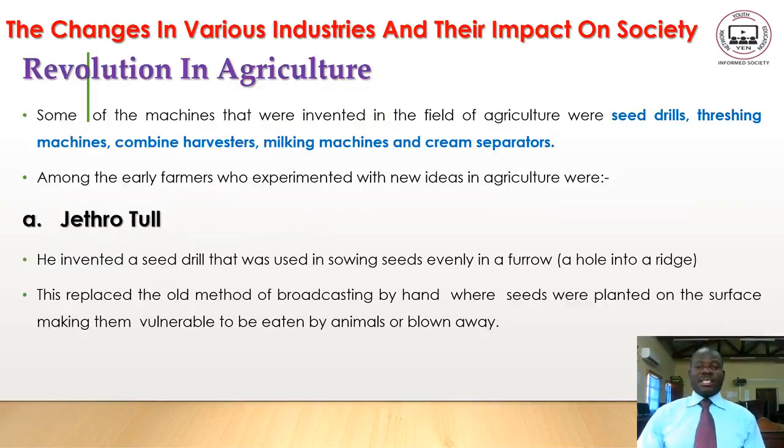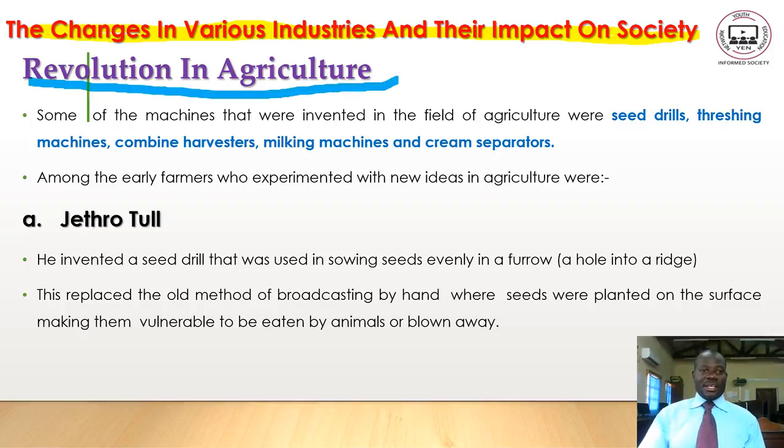Now let us look at the changes. What were the changes that were brought by the Industrial Revolution in various industries, and what was their impact on society? In which sector, and what was the impact? Let's begin with agriculture.